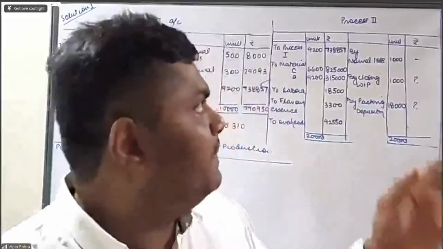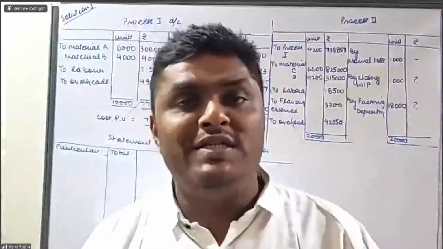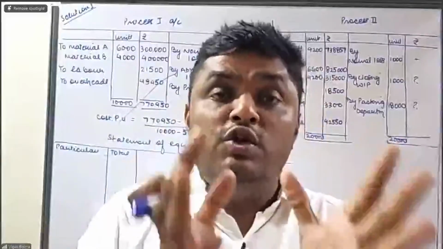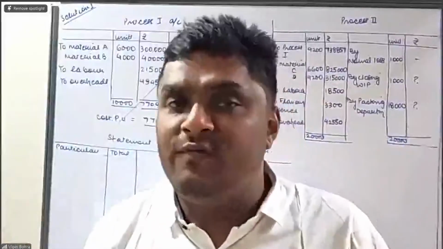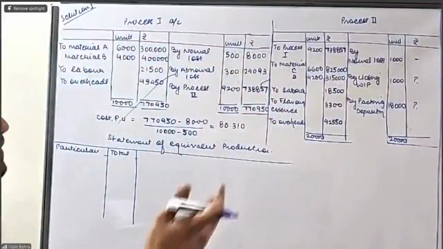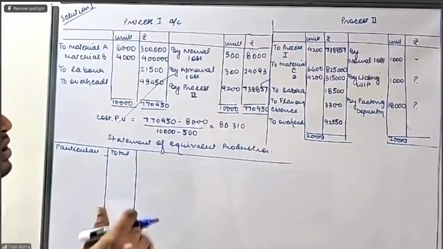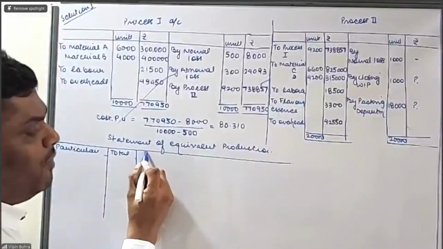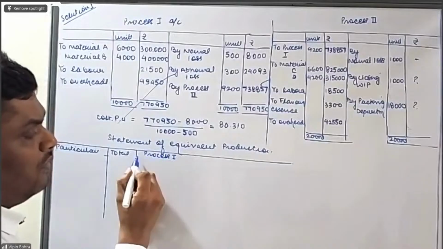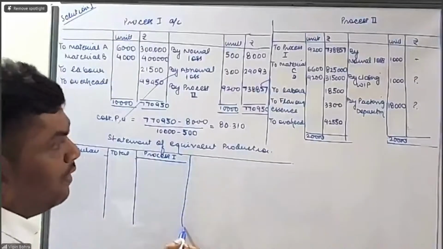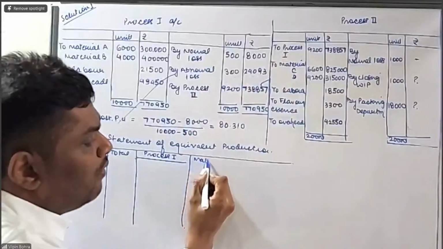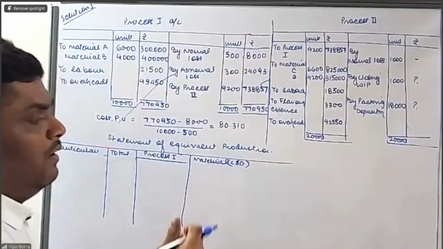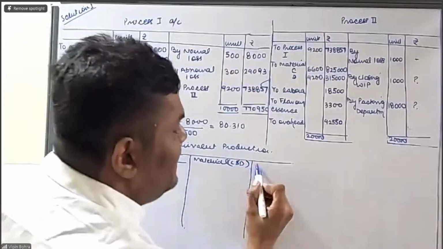But yes, in few questions, they can say that, okay, the inputs that are received from process first is 100% processed. However, the new material is introduced up to 50% or 60%. So you have to prepare separate columns for the different types of material. Here, even though it is 100% processed, I'm writing it separately so you guys can have a better idea how to prepare the statement. So we can say from process first, again material C and D, and last is labor and overheads.